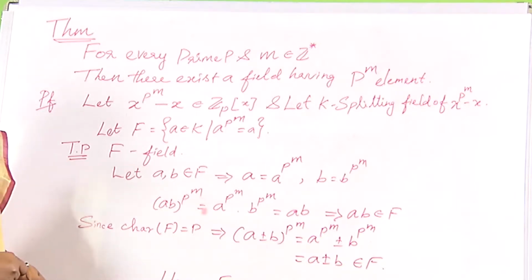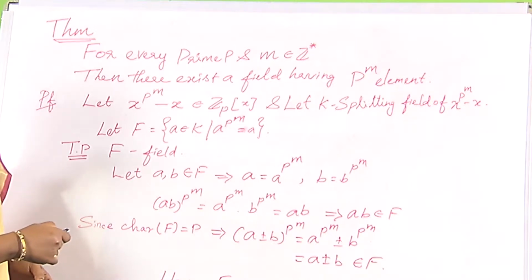Now, how to prove this? First, let us prove the closure property. Let a, b belong to F. Now, from this we can say that since a power p power m is equal to a, a is equal to a power p power m.